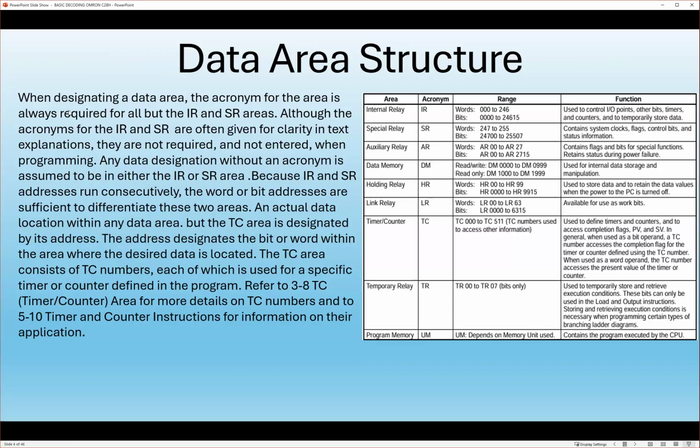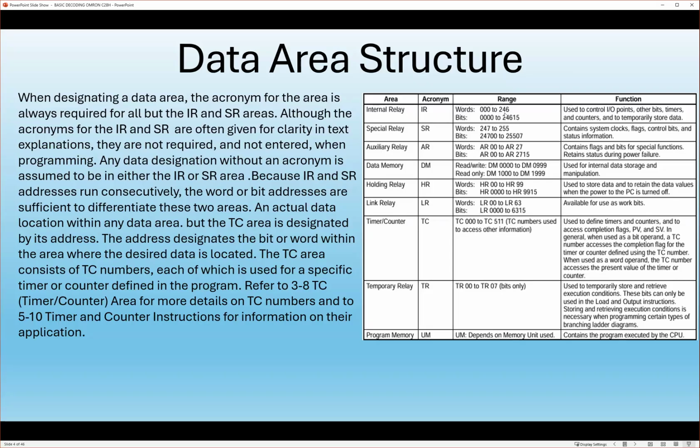So when designating a data area, the acronym for that area is always required. But for the IR (internal relay) and SR (special relay) areas, the acronyms are also given for clarity in text explanations. They're not required and not entered when programming. So those are some of the things that we're not going to see necessarily in there. It's just basically telling us that you don't have to have the acronym for them in to use them, right?